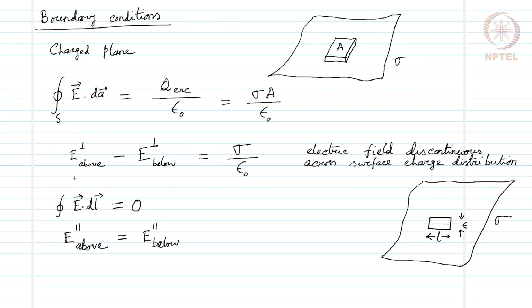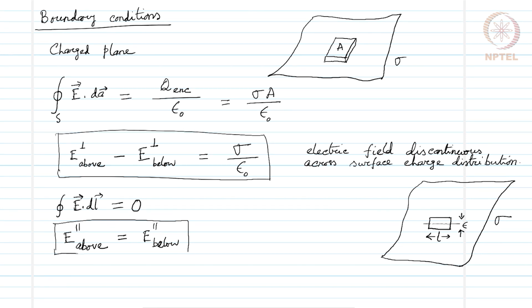Now, summarizing this expression and this expression, if we write this in full vector form, then we can have E vector above minus E vector below, that equals sigma over epsilon naught n cap, where n cap is the normal to this surface on which we have the charge distribution.